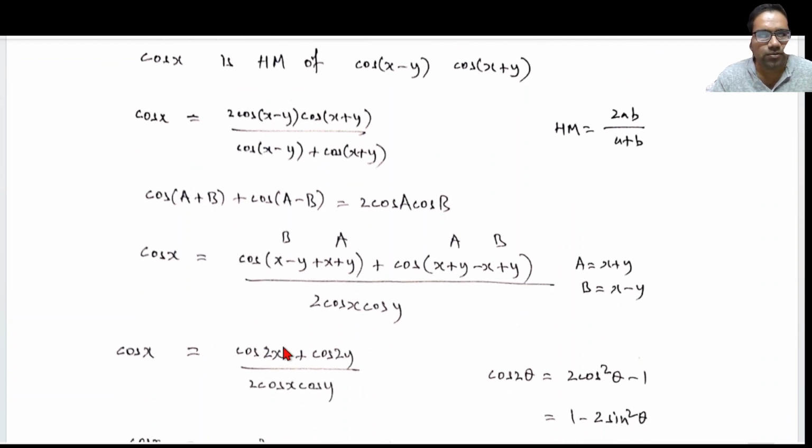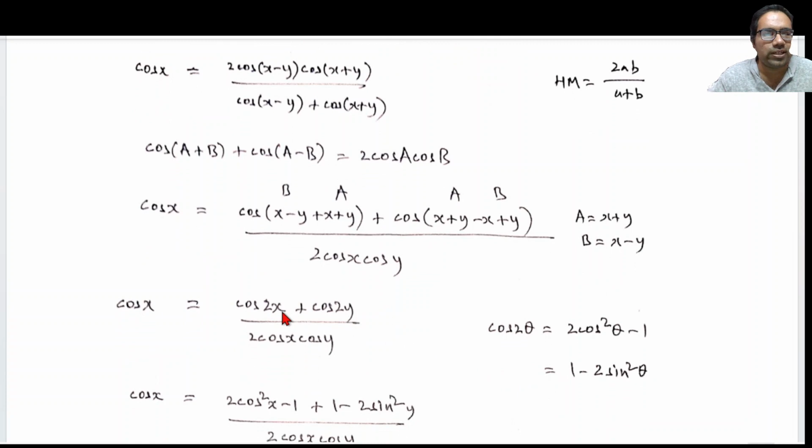We know cos 2θ is 2cos²θ − 1, or 1 − 2sin²θ. We know these basic formulas; they are very simple, and we should all know them. How do we derive them? In the cos(A + B) formula, cos A cos B − sin A sin B, if you put A and B both as θ, then we get cos 2θ.